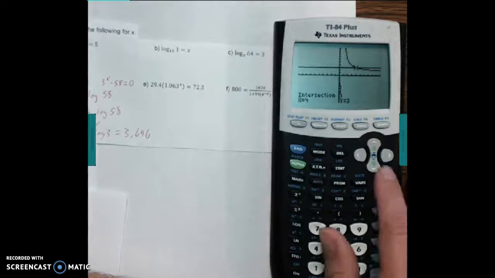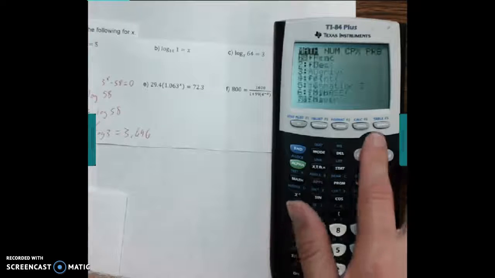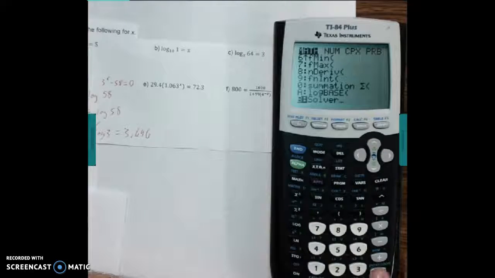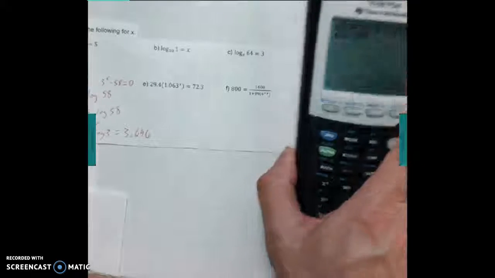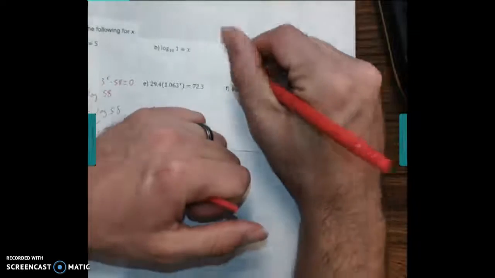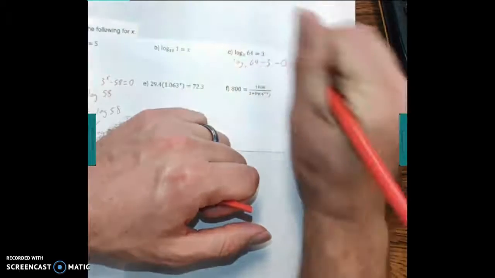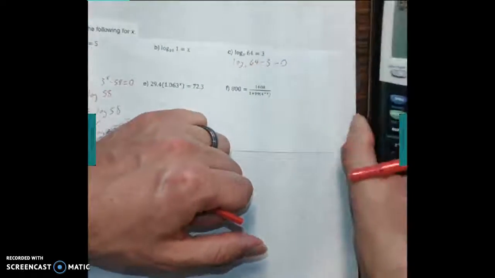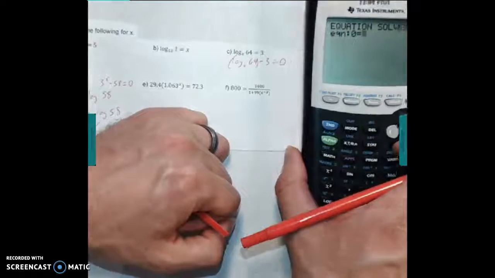Let's try it with the solver because the solver is a little bit different. So if I go Math B for solver, and I clear it out, I have to make it equal 0, so I'm going to say log base x of 64 minus 3 equals 0, moving that 3 to the other side. Be careful here because that minus 3 is outside of that log.